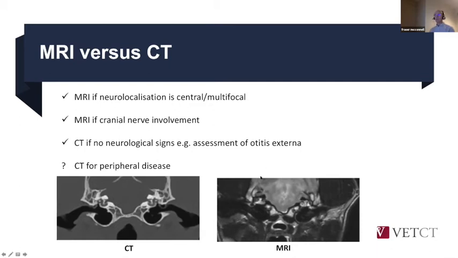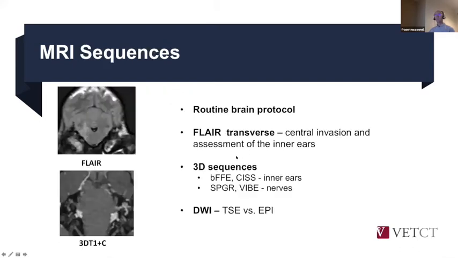So this is an example here of a case. This is a dog which had intracranial bleeding, and the quite marked cerebellar changes and brainstem changes weren't visible on the CT. And actually in this case, there's also subtle changes in the left bulla which aren't visible on CT either. So MRI is probably going to be the modality of choice both for central and peripheral.